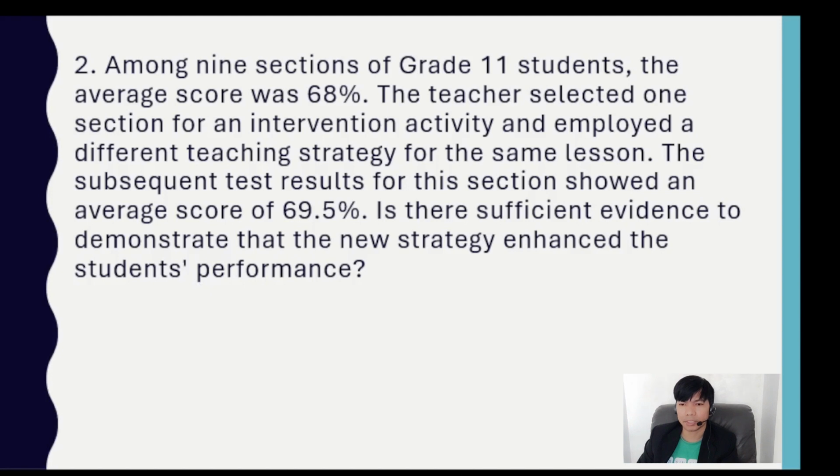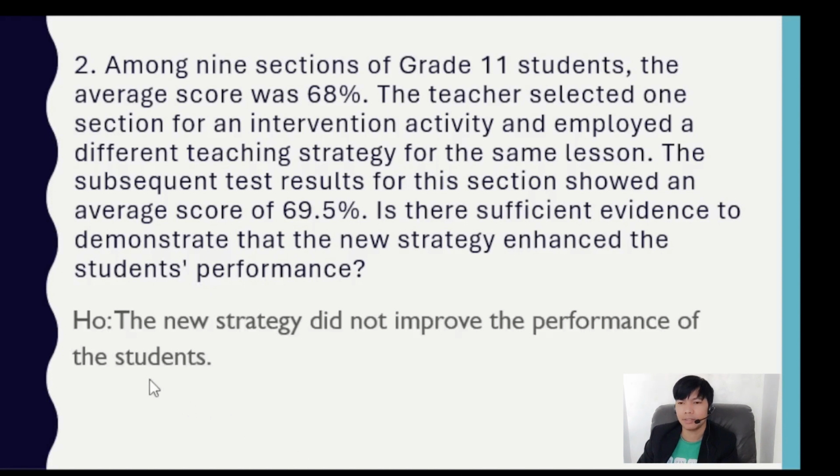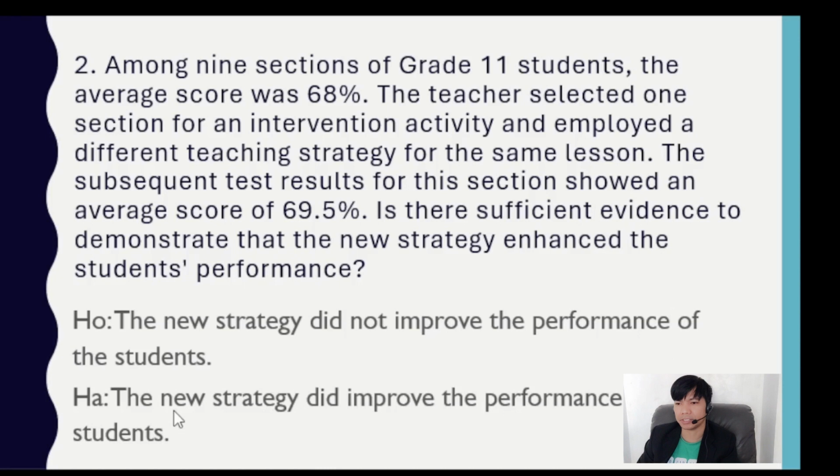Now, the null hypothesis can be written as: the new strategy did not improve the performance of the students. Now, the alternative hypothesis would be the opposite of this: the new strategy did improve the performance of the students.